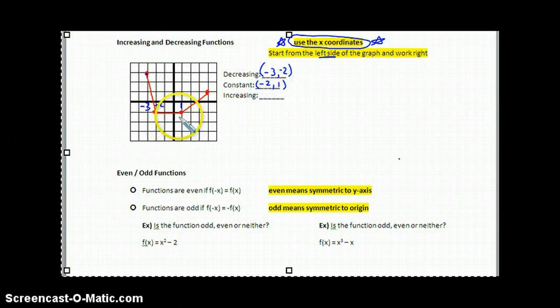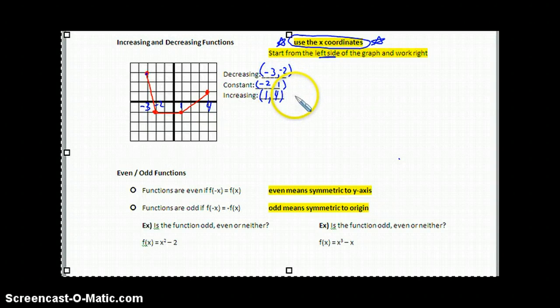And then at an x value of 1, it's starting to increase again. It increases until it gets to the x value of 4. So we would say from 1 to 4, our graph is increasing. Notice that all of these values that I have here are the x values, not the y values. I never looked at the graph at all here and used the y values. So it's important that you make sure that you're only using the x values, not y values.